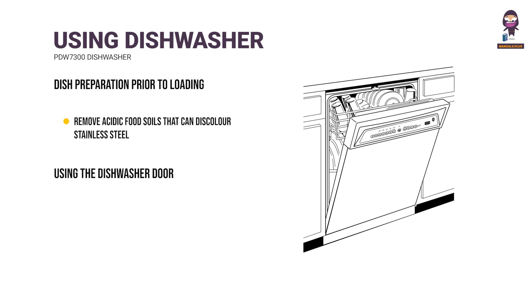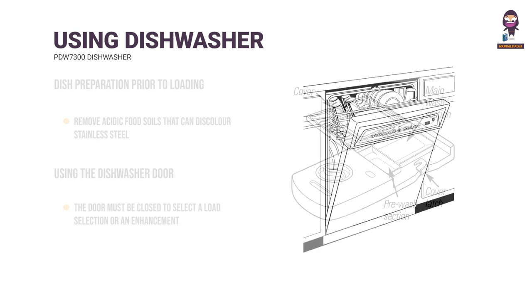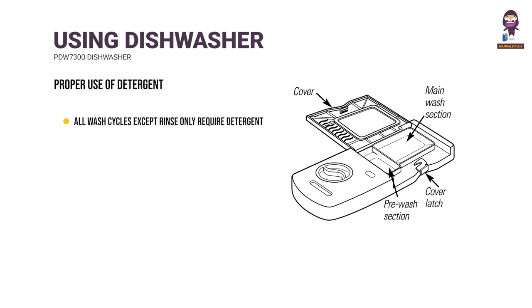Using the dishwasher door. The door must be closed to select a load selection or an enhancement. Proper use of detergent. All wash cycles except rinse only require detergent in the main and pre-wash cups. The amount of detergent to use depends on whether your water is hard or soft.